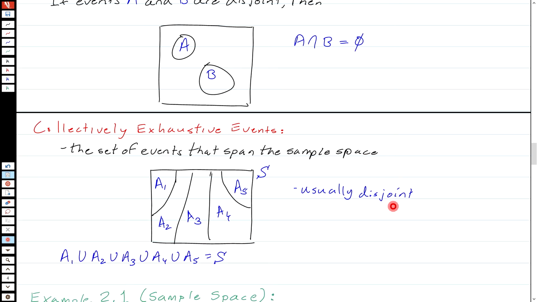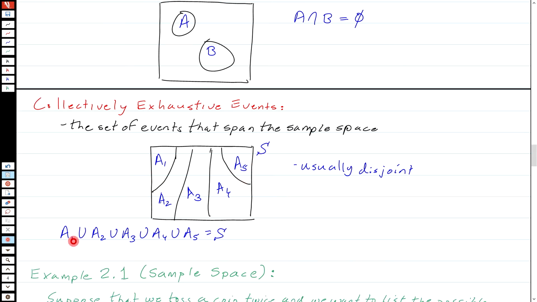Another thing that we'll deal with are so-called collectively exhaustive events. This is a set of events that span or cover the entire sample space. Usually we consider these events to be disjoint, but they don't necessarily have to be. When we come to the total probability theorem, we're going to assume that they are disjoint, and in fact they have to be. So basically if A1, A2, A3, A4, A5 span the entire sample space, then these A's are collectively exhaustive. In other words, the union between them is equal to the sample space.